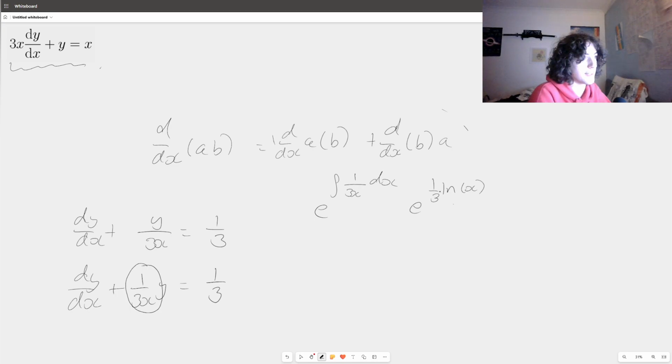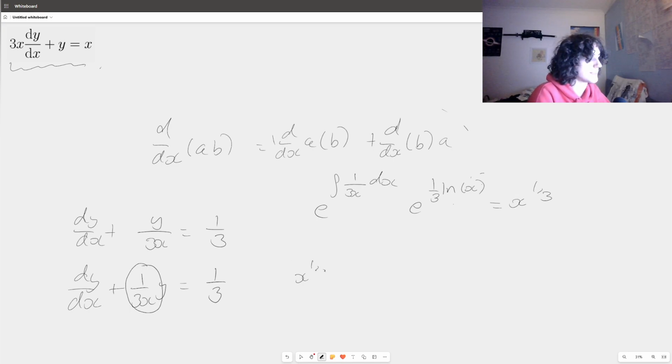And a third ln x, I can move the third up as a power, so I could make it minus 3. Or, sorry, not minus 3, I could make it a third, just going up on the x power there. The e's and the ln's will cancel, this gives us x to the power of a third. That is our integrating factor. I'm now going to multiply the whole equation by this integrating factor.